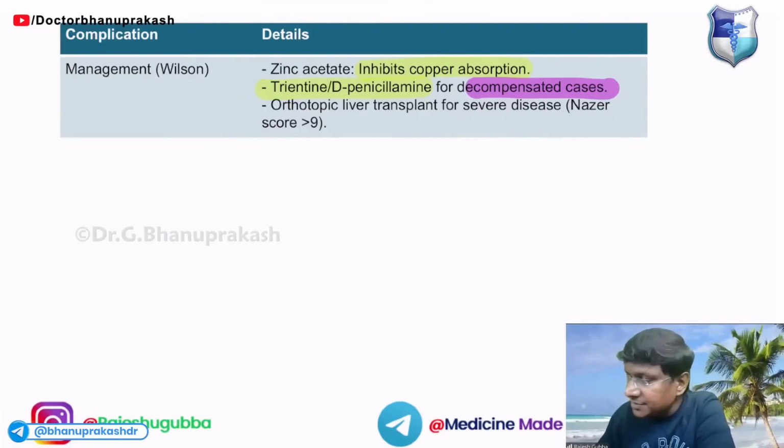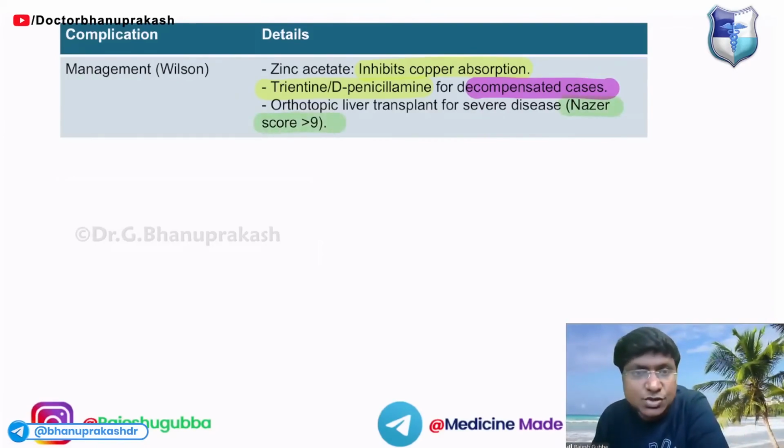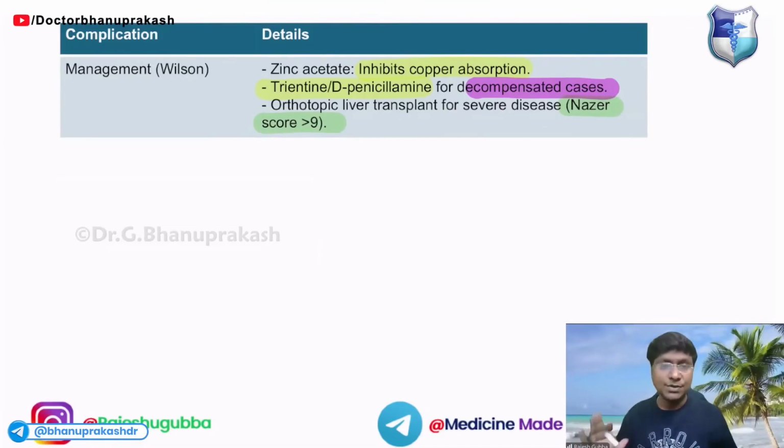Now this is a question here. What is the index that we use for Wilson's? That is the Nazer score. If this Nazer score is more than 9, that is the point when you need to do the orthotopic liver transplantation. Done? So this is about your Wilson's.